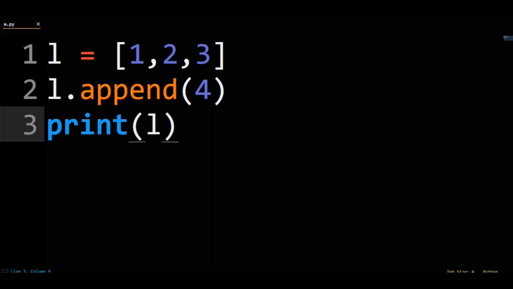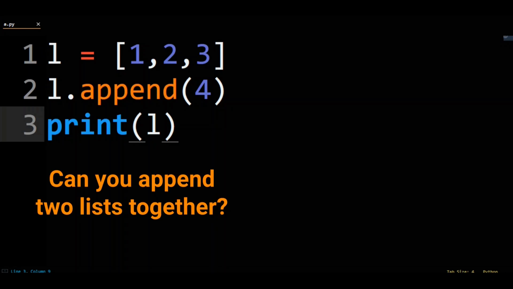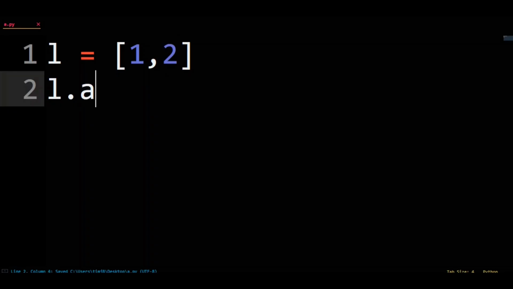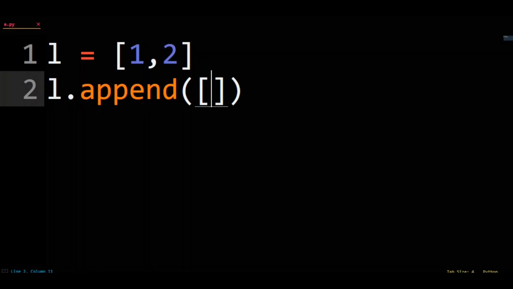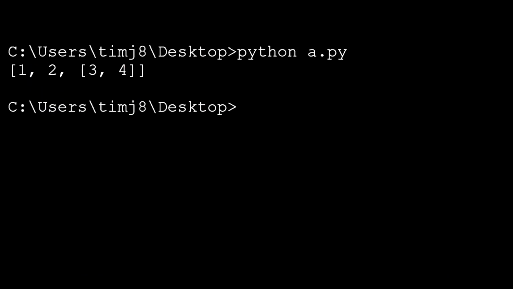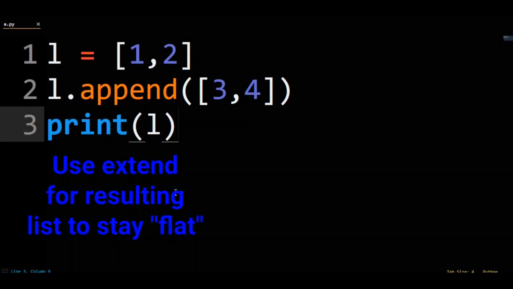Let's do one last example to answer, can you append a list to another list in Python? L equals a list with 1 and 2. L.append a list with 3 and 4. Print L. If we run this code, you'll see we appended the list, but the list is now not flat, as we literally just added the whole list in as a single element. Use the list extend method if you want to combine two lists and want the resulting list to stay the same dimension of the lists you're adding together.